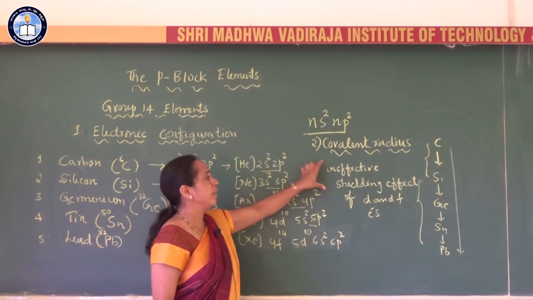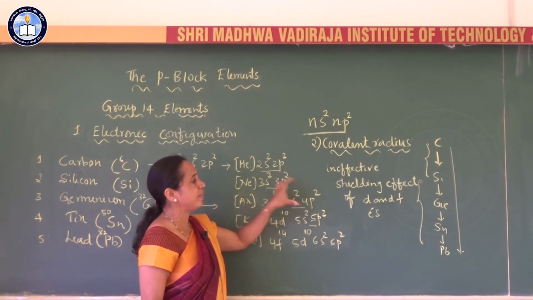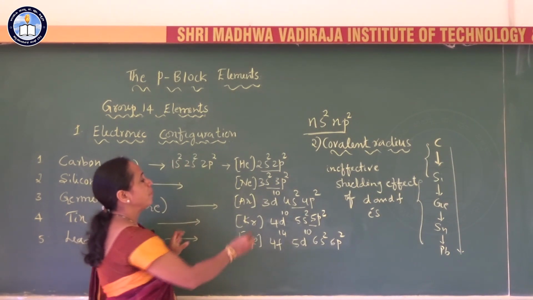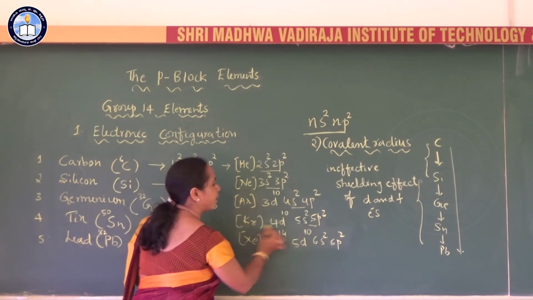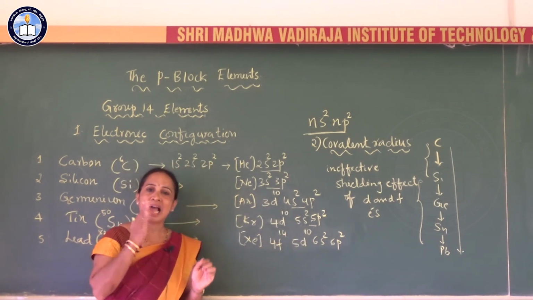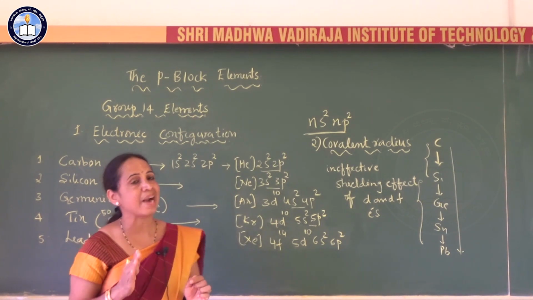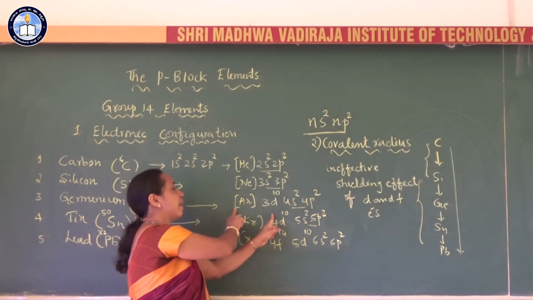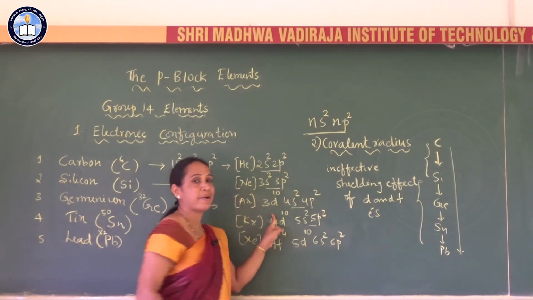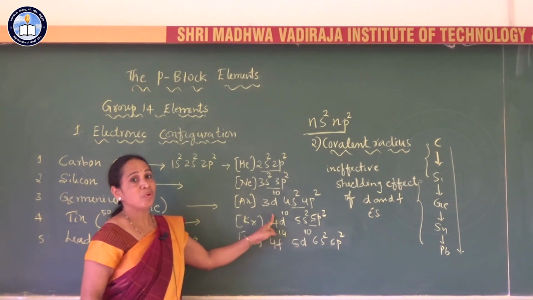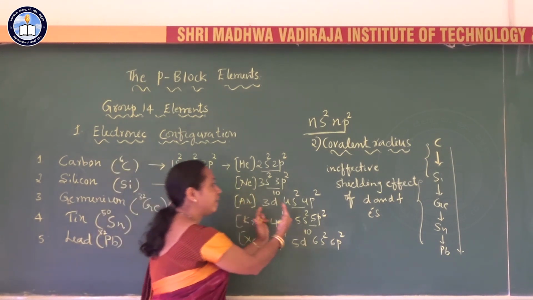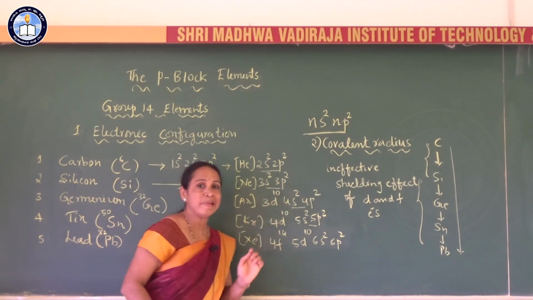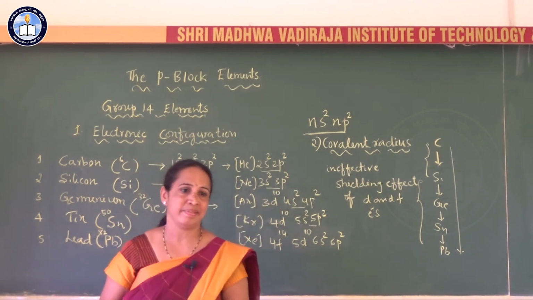What does ineffective shielding effect of D and F electrons mean? Students, as you know, whenever the number of inner electrons increases, they act as a shield or screen. It acts like a curtain. Then the attractive force of the nucleus on the outer electron decreases. So whenever the screening effect increases, the attractive force of the nucleus towards the outer electron decreases.